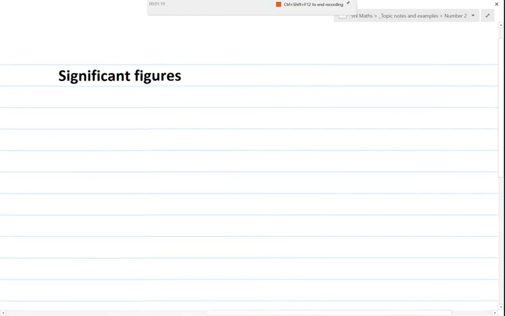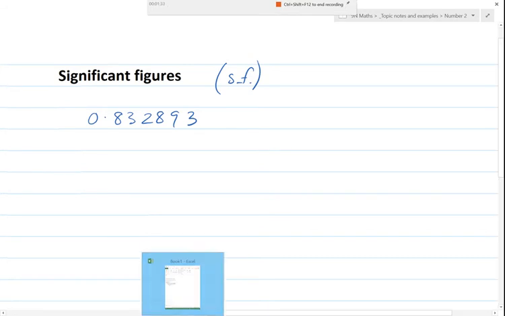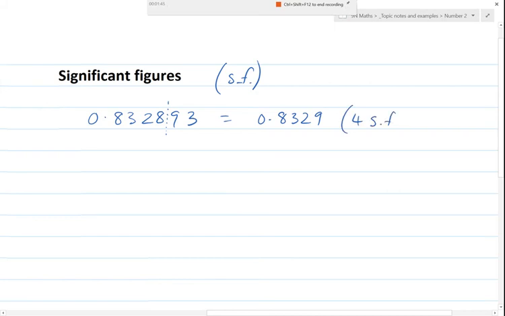Okay, significant figures, which we abbreviate with SF, are a similar concept and they follow the same rule. It's just that you're not dealing with decimal places, you're dealing with actual figures. So say if we had 0.832893 and we wanted to go to 4 significant figures, so we'd be cutting it off there. We'd write this as 0.8329 because the 9 would make that 8 round up, and we'd write 4SF.